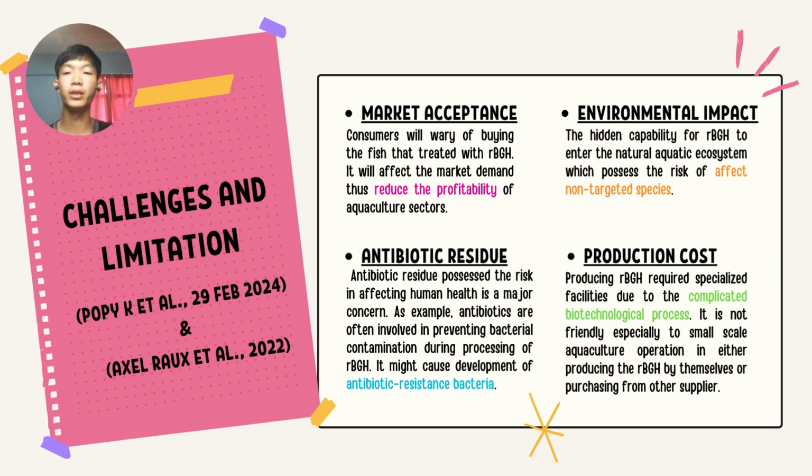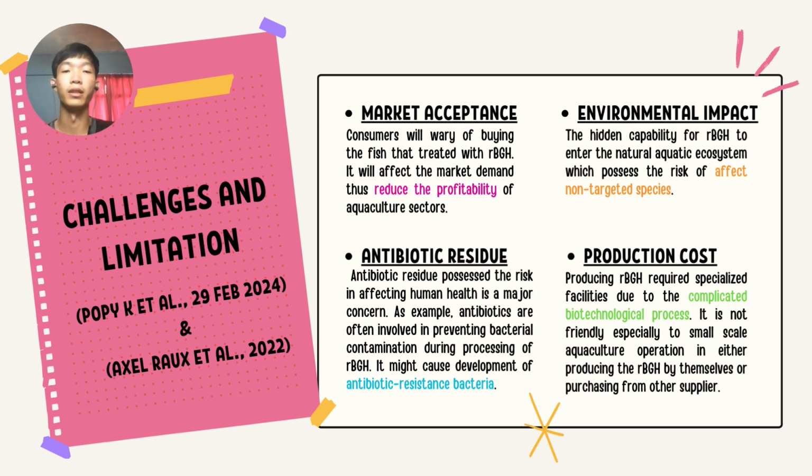There are 4 points in challenges and limitations of recombinant bovine growth hormone. The first one, market acceptance. Consumers will be wary of buying fish that are treated with recombinant bovine growth hormone. It will affect the market demand, thus reduce the profitability of aquaculture sectors.